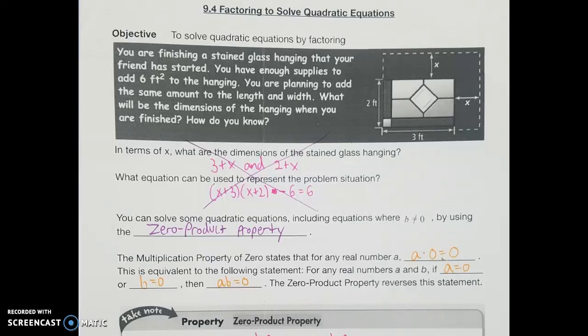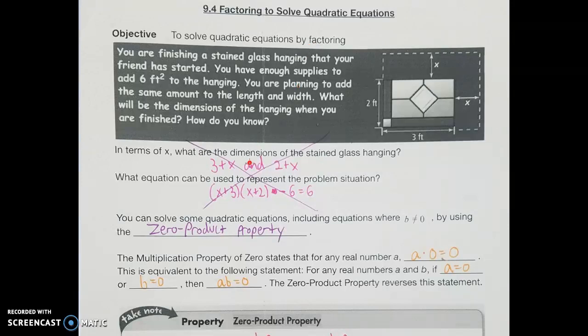In section 9.4, we're actually not doing a whole lot that's new. We're just using what we've known already and taking this one step further. That extra step is going to be factoring to solve quadratic equations. We've already factored quadratic equations in the last chapter, and now we're just going to see how we can get solutions from that. So again, our objective is to solve quadratic equations by factoring.